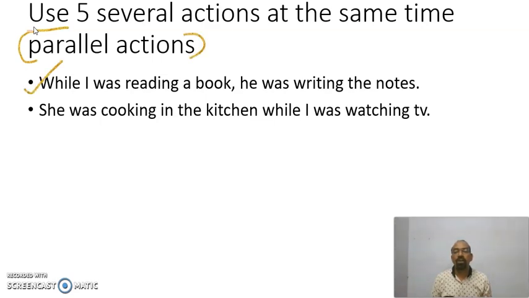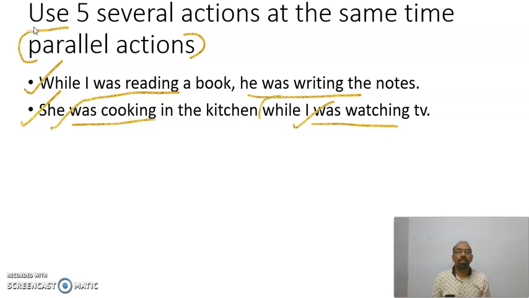Several actions at the same time, or parallel actions. Look at this sentence: While I was reading a book, he was writing the notes. Both the actions are in continuous form. Second sentence: She was cooking in the kitchen while I was watching TV. Here also continuous. So this is the main clause and this is the subordinate clause. It is conjoined with while. So this is the fifth use. Let us move on to the next.